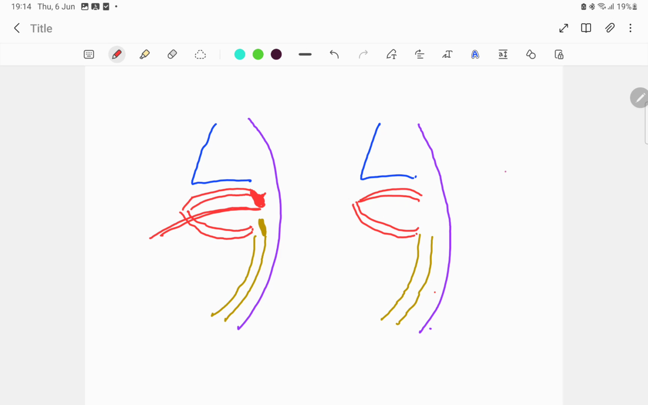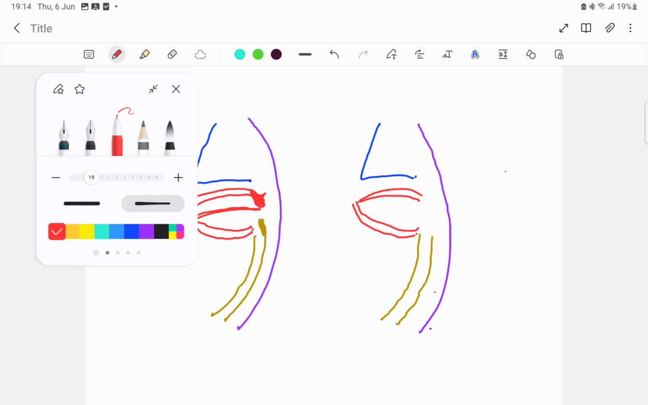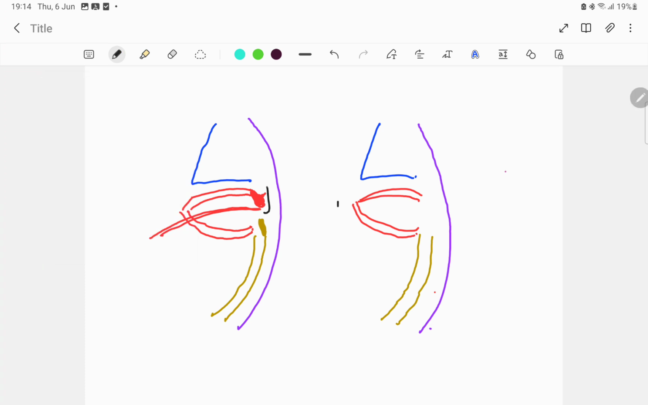Okay, now there are possibilities. Either food can enter nose, or it can enter larynx, or it can enter pharynx. There are three possibilities, isn't it? But I want the food only to enter the pharynx. So if it enters the nose now, what will happen? You all will start to sneeze. You will be having cough and sneeze, isn't it? So first, food should not enter the nose.